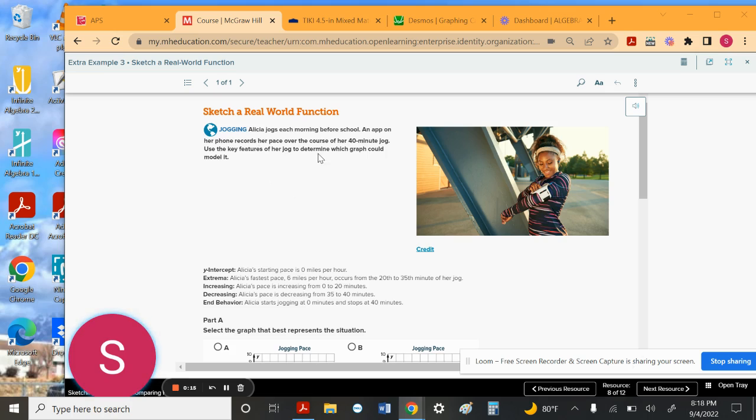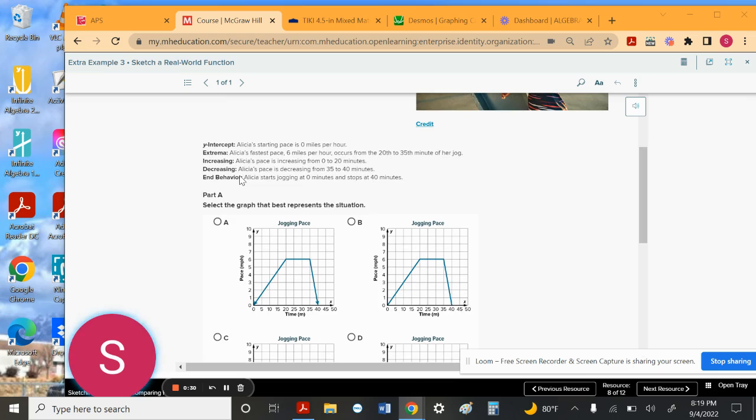So Alicia jogs each morning before school. An app on her phone records her pace over the course of her 40-minute jog. So she's going for 40 minutes total. Use the key features of her jog to determine which graph could model it. So this is just kind of a real world function.